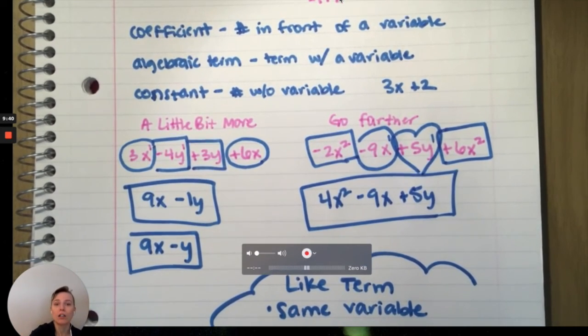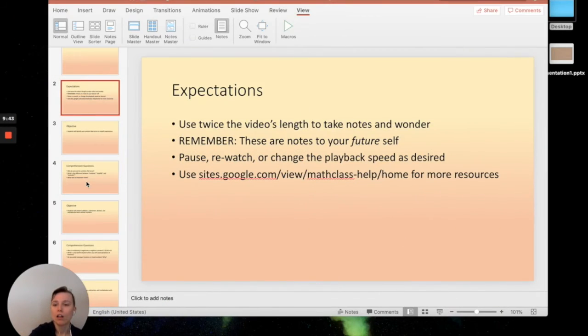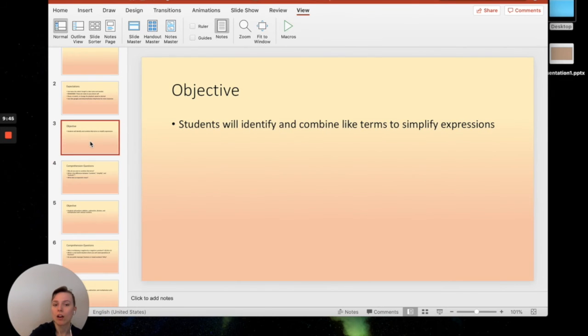And then I don't think I went over the objective. Identify and combine like terms to simplify expressions. So knowing this was our objective, go back in your notes. Does it answer this question? And can you tell how to identify and combine like terms?